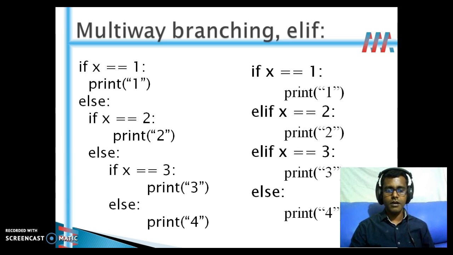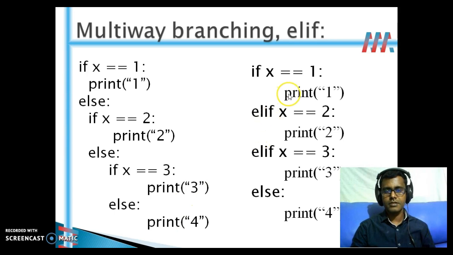This will give you the various possibilities of writing the if statement. The first structure gives you a nested if statement: if x equal to 1, it will print 1, else. Within this else block, again you have an if condition. If x equal to 2, then it will print 2. Again you have else, and within this else block you have one more if else. If x equal to 3, it will print 3, else it will print 4.